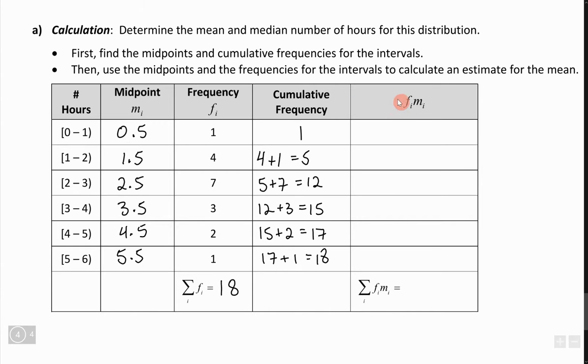Okay. Now, for the calculation of the mean, I do need the frequency multiplied by the midpoint. So I'm going to take my midpoint here, 0.5, multiplied by 1, I'm going to get 0.5. I'm going to take my 1.5 multiplied by 4, and I'll get 6. Take the 2.5 multiplied by 7, and I'll have 17.5. And I think you see the idea here. The answers for the rest are 10.5, 9, and 5.5. Now, if I sum up all these numbers, at the bottom here, I'll have 49.